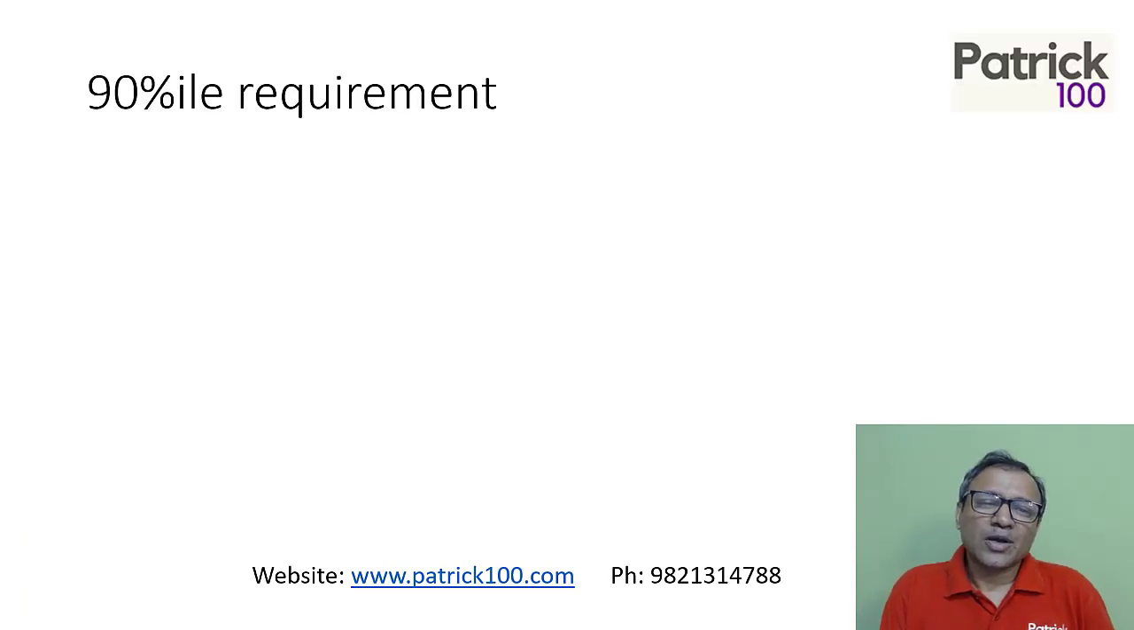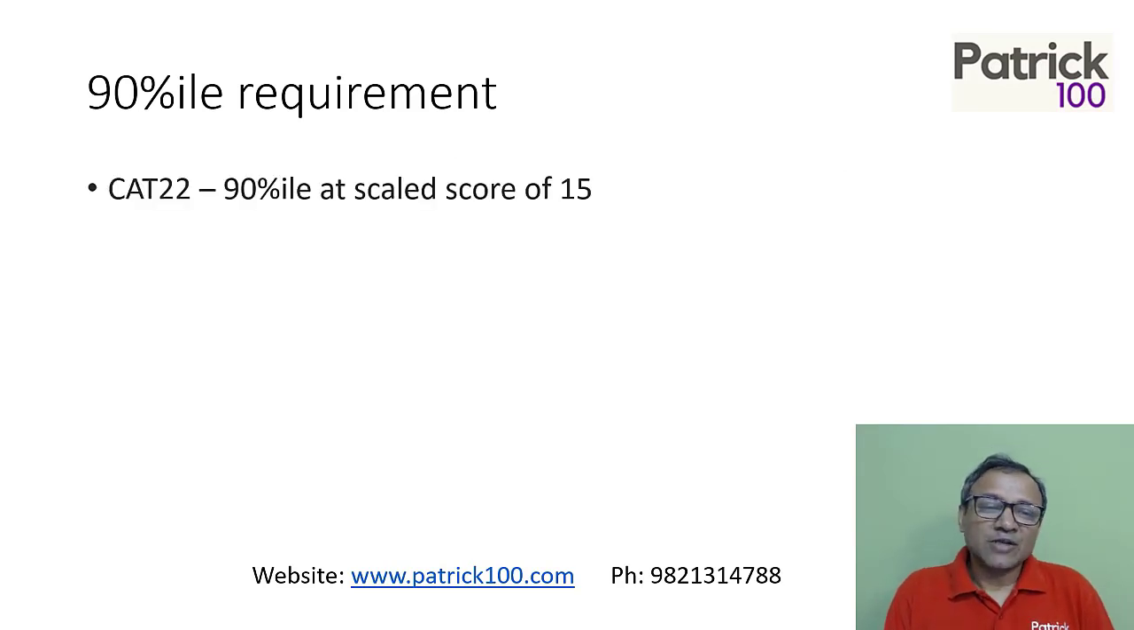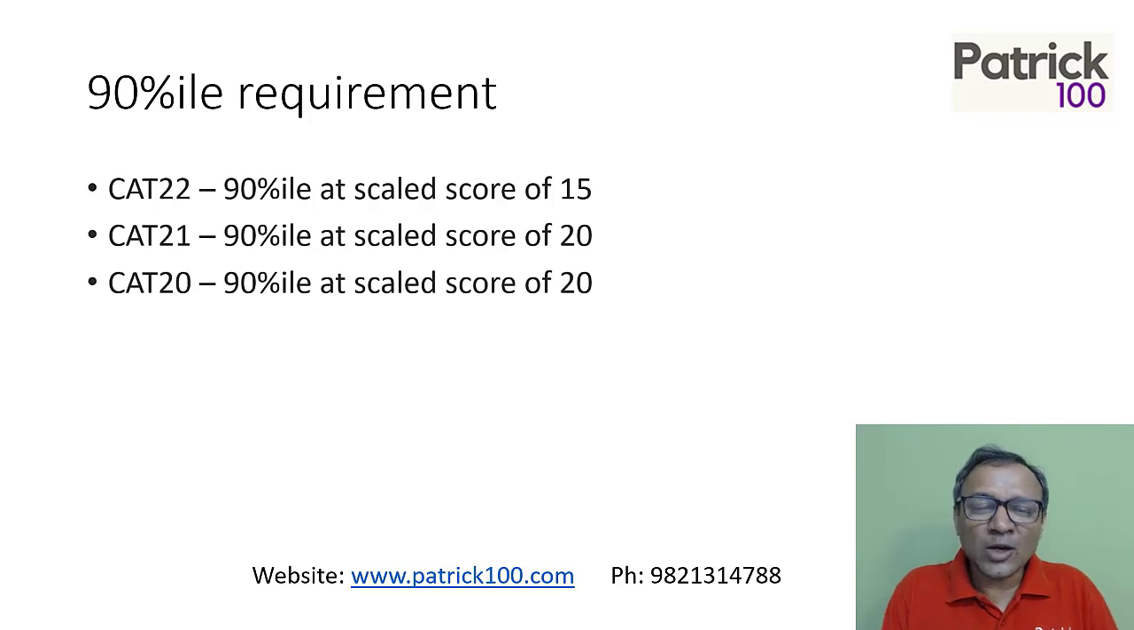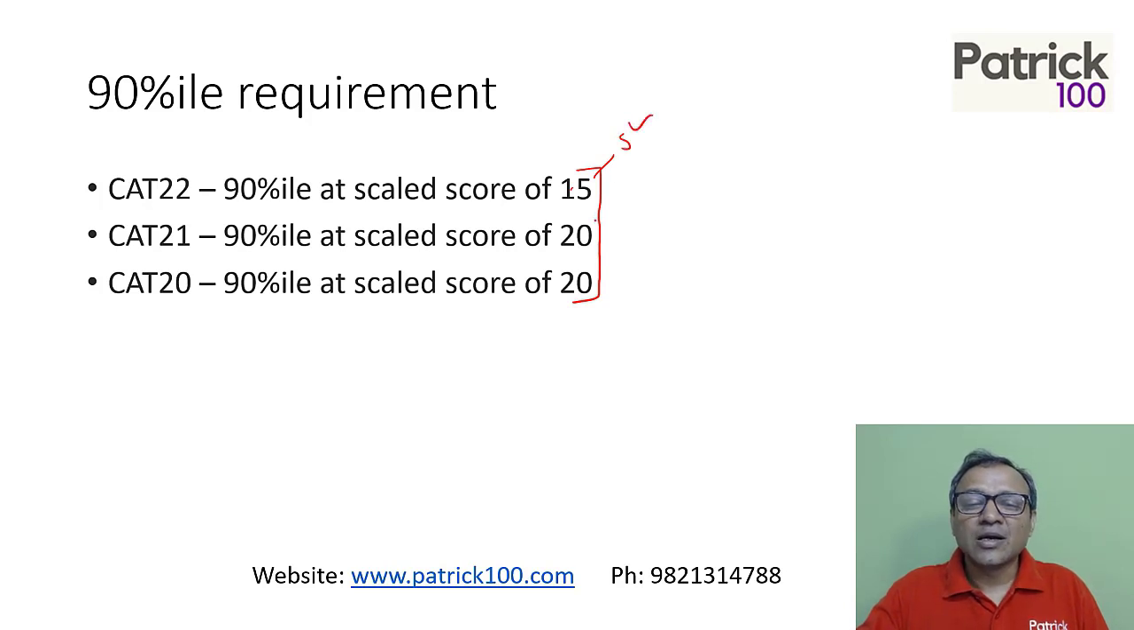So, what is the requirement for 90 percentile first? If you look at CAT 22, your score had to be 15. CAT 21, 20. CAT 20, 20. So that means if you look at the last 3 years, you require around 15 to 20 score to get a 90 percentile. A 15 score basically means getting 5 questions correct. A 20 score basically means getting 7 questions correct.